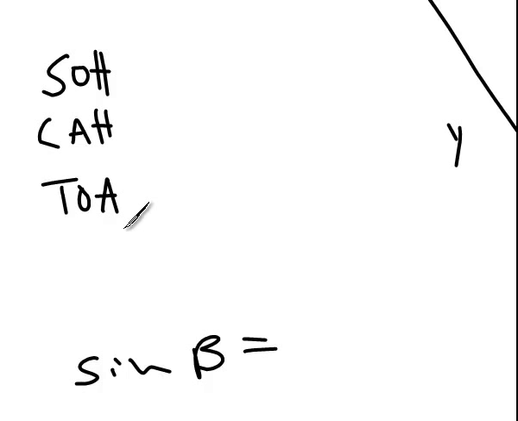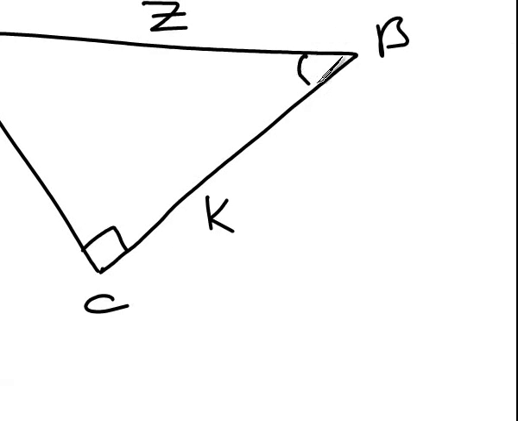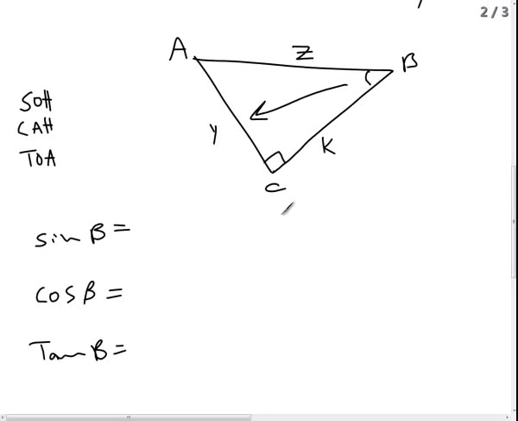Well, first of all, here's angle B, right? What's the side opposite angle B? Is it Y, Z, or K? Sydney? Y. It's Y, right. And what's the hypotenuse? Z. Z, good. All right, go ahead and finish that.